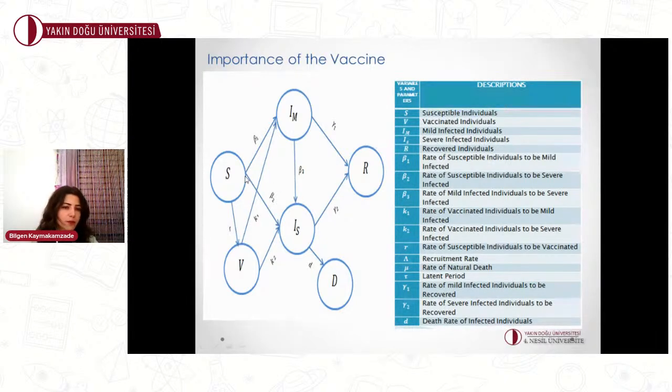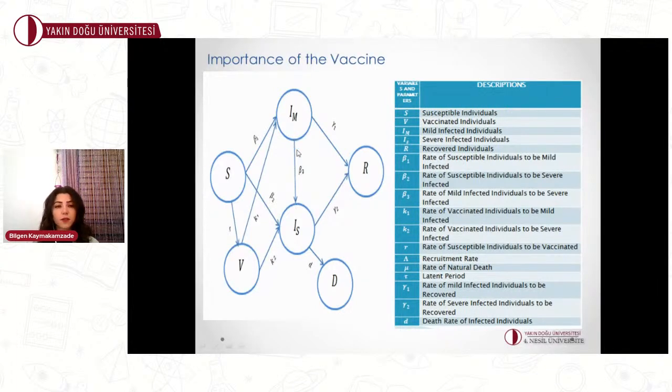We divided the population into 6 compartments. The first compartment is susceptible persons. The second is vaccinated individuals, and any susceptible person can go to the vaccine class at the rate of R, so this R is the vaccination rate. Any susceptible person can contact I sub M, which means mildly infected individuals, and I sub S is severely infected individuals. A person who contacts a mildly infected individual can be infected at the rate of beta, and a susceptible person can contact a severely infected individual at the rate of beta 2, and get the disease.